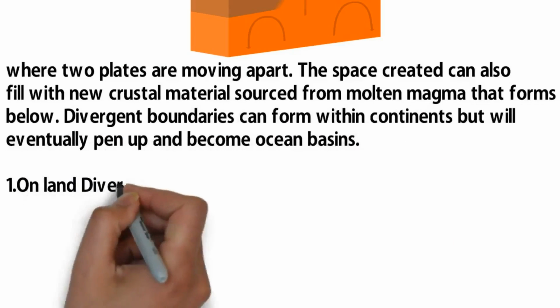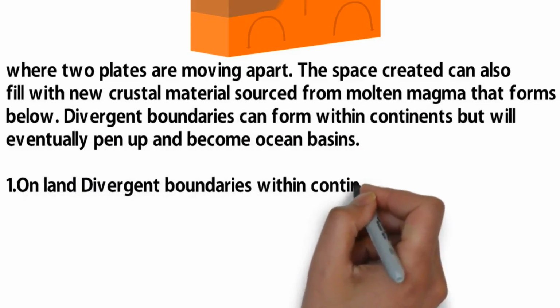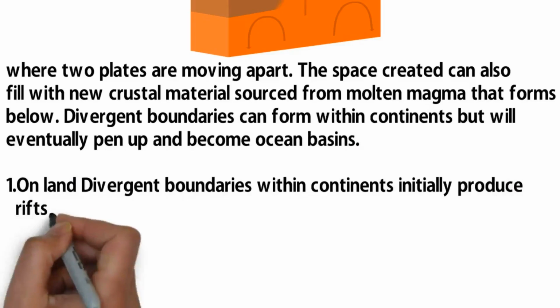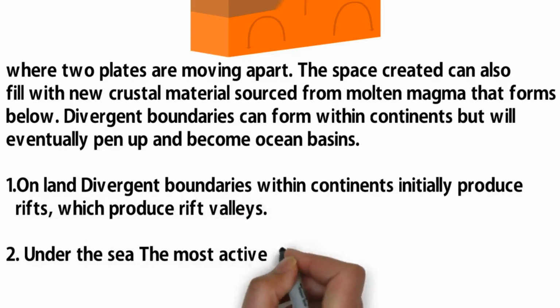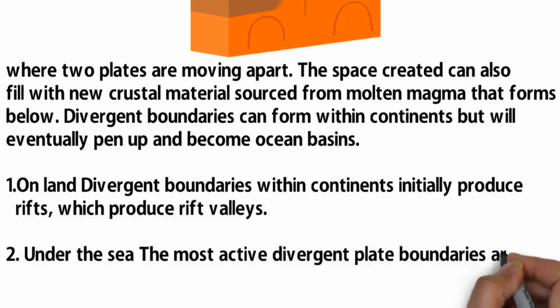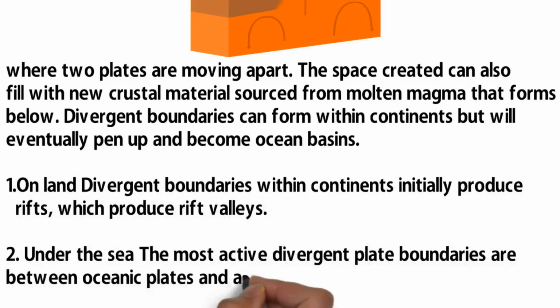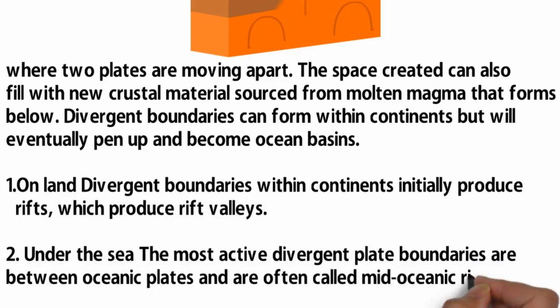1. On land, divergent boundaries within continents initially produce rifts, which produce rift valleys. 2. Under the sea, the most active divergent plate boundaries are between oceanic plates and are often called mid-oceanic ridges.